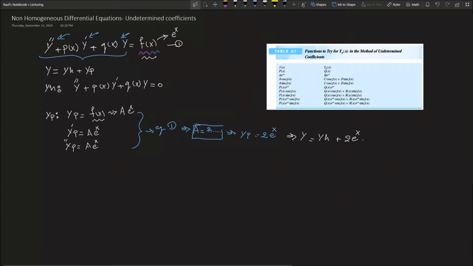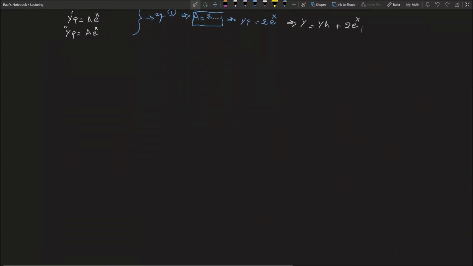Okay, as usual, let's take an example that will help us exercise what we learned. So we have here y double prime minus 6y prime plus 9y equals 5 multiplied by e to the power of 3x.